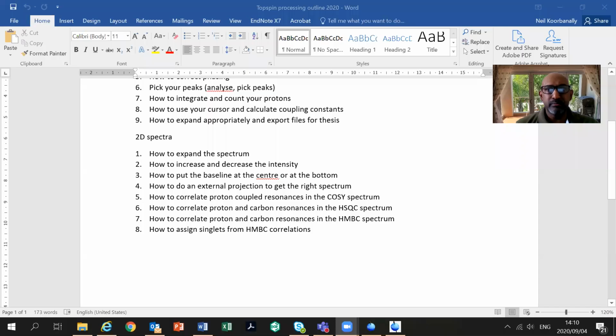All right, so what we're going to start to do now is to look at the second phase of your NMR session. The second phase of the NMR session now deals with how to expand a spectrum in 2D, how to increase and decrease intensity, how to put the baseline at the center of the screen, how to do external projections, a bit about correlations, and then how to assign all your singlets in the end. So we're going to tackle all of these things in this session of the course.